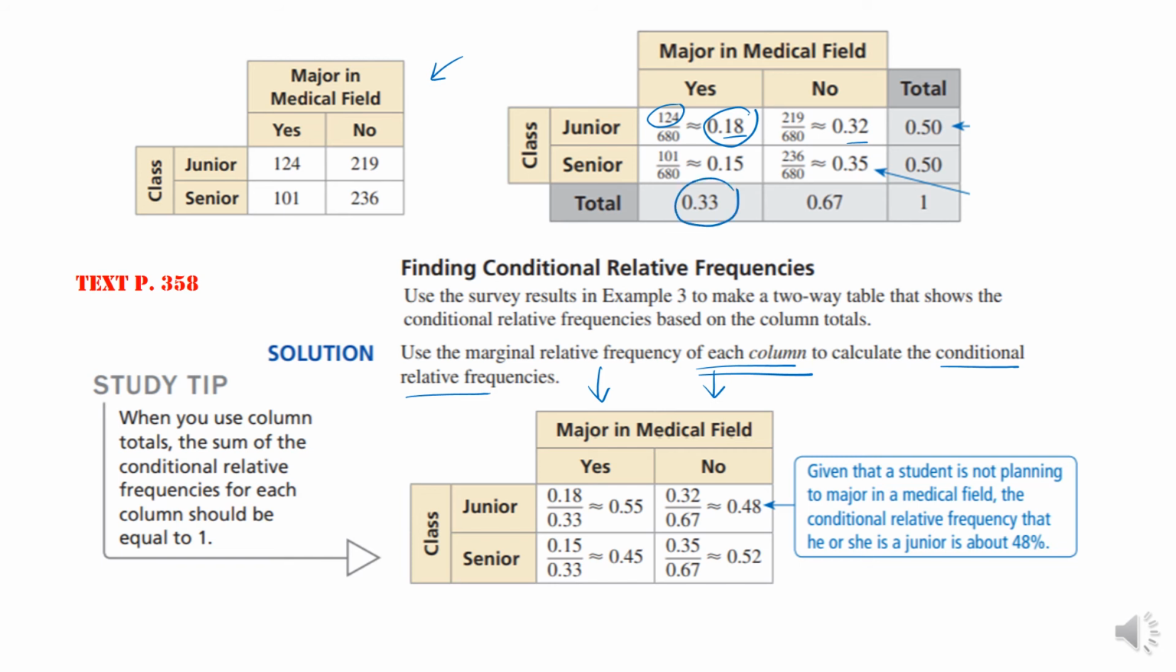And that's how they got the conditional relative frequencies for this one. So you're going to be asked to do it a little bit differently. They're going to have you calculate the relative frequencies first, and then use the percentages to calculate your conditional relative frequency. And it's still just the basic thing.